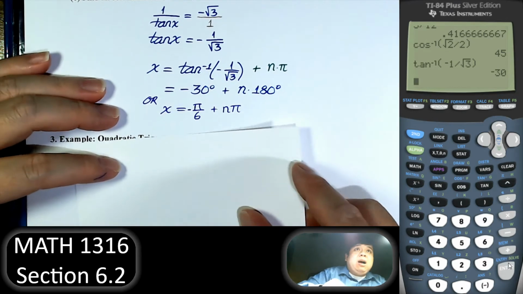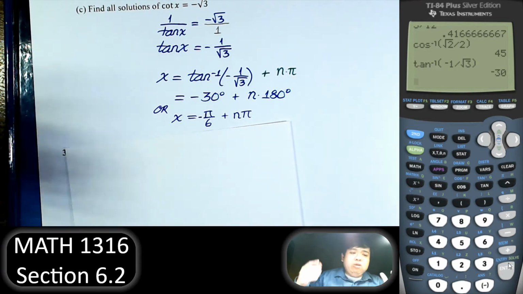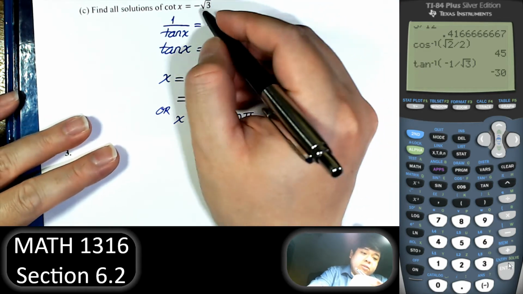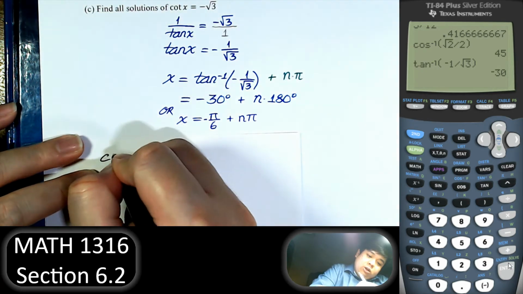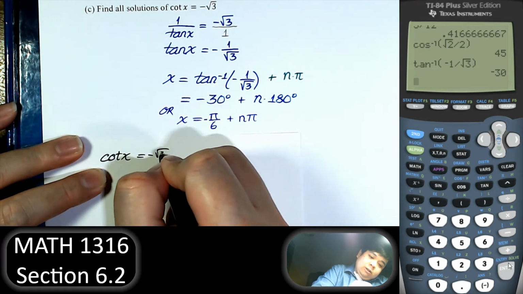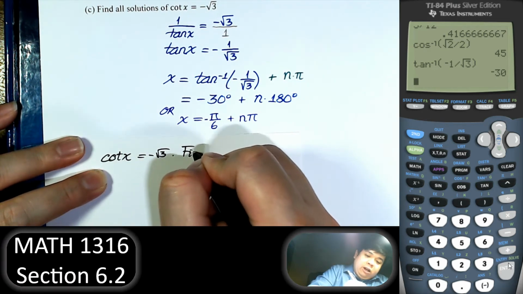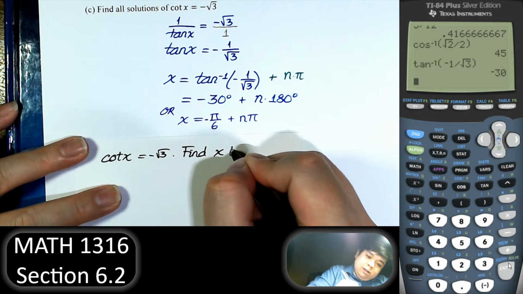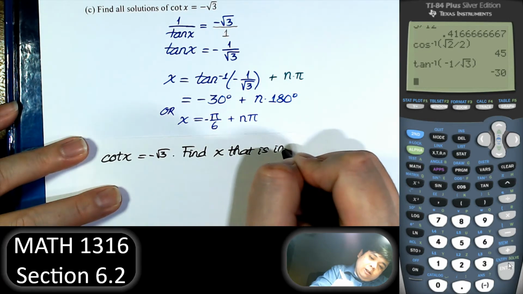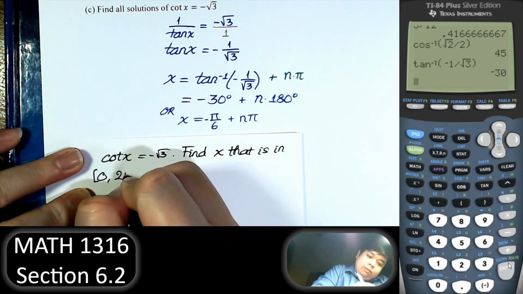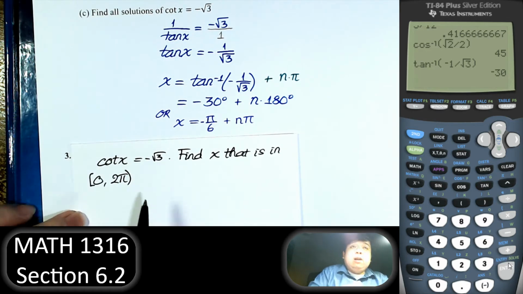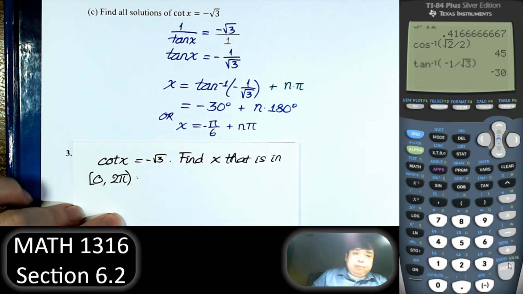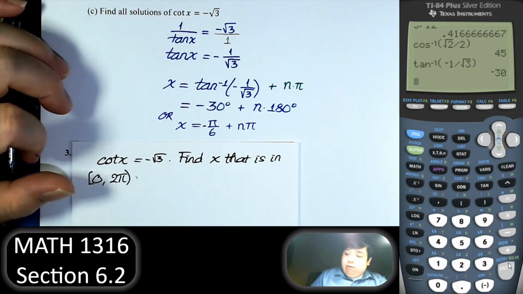Now, if I change the problem here and say, find x that is in 0 to 2 pi. Suppose we solve this equation, but instead of all solutions, we want the solution between 0 and 2 pi. So that's what we do. We choose some values for n, right?